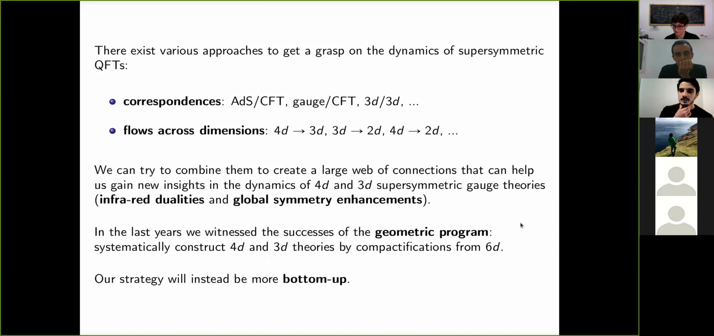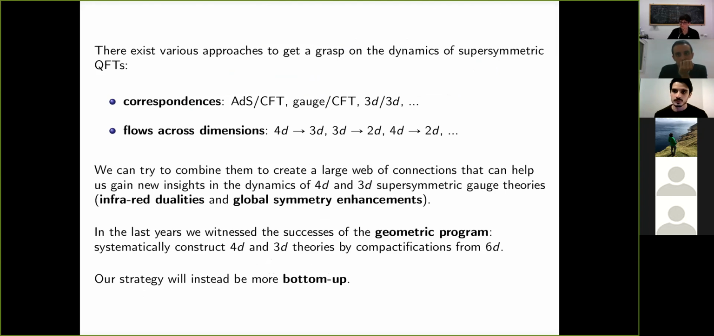So let me start by trying to give you the general picture of our work. So the ultimate goal is to try to understand better the dynamics of supersymmetric gauge theories, especially in 4 and 3 dimensions.